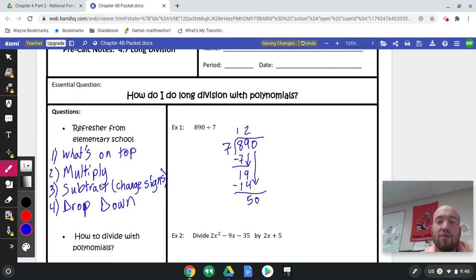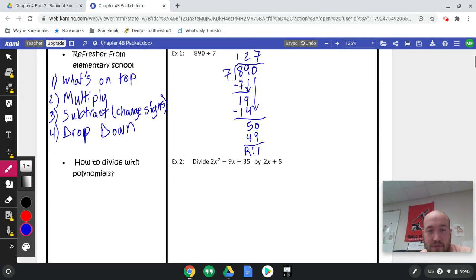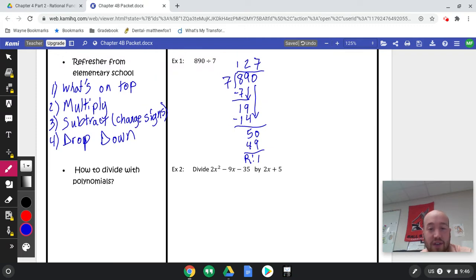So how many times can 7 go into 50? And it would be 7 times. 7 times 7 is 49. So we subtract, and we get 1. 7 does not go into 1, so that 1 is what we know as our remainder. Okay. Sometimes we're going to have a remainder. Sometimes we won't. Just depends on does it go in evenly.